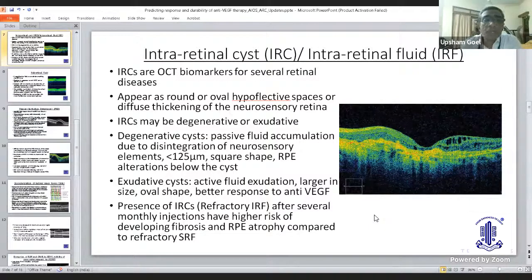The exudative cysts are active, are coming through active fluid exudation, and are larger in size and more oval shaped. After several months of injection, if you still have IRF, then these kind of patients would naturally have a high risk of developing fibrosis and RPE atrophy compared to the refractory SRFs.